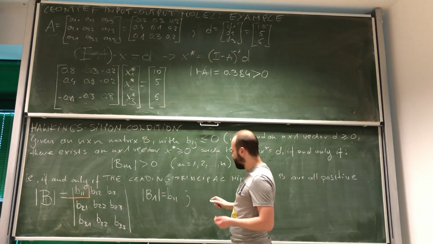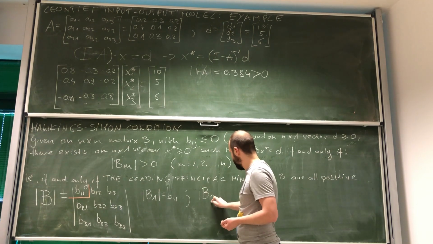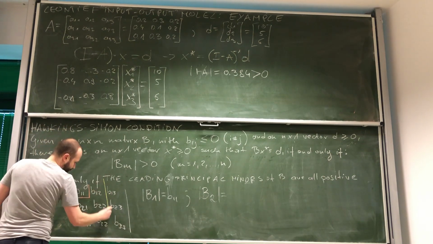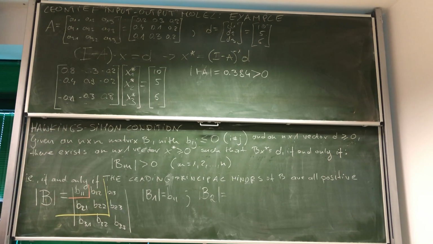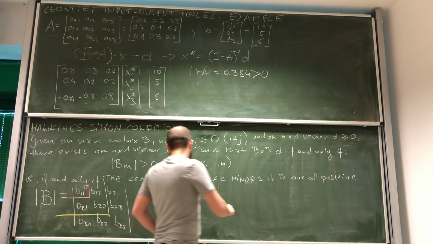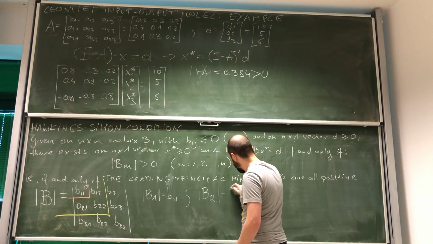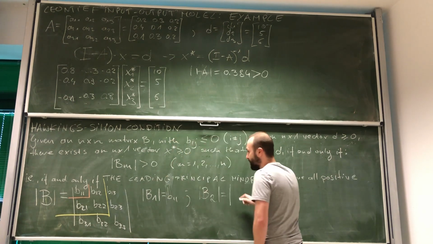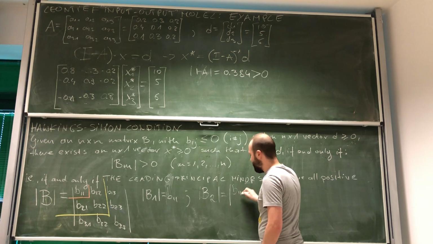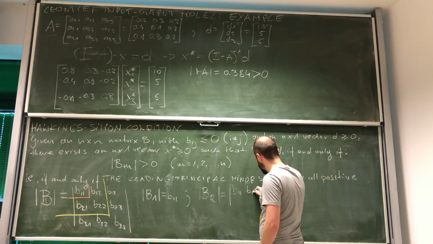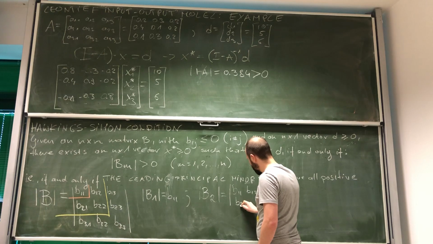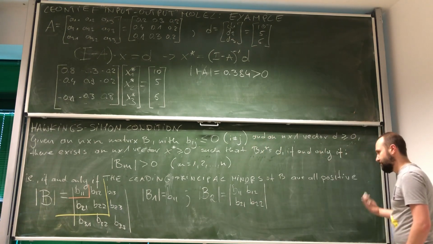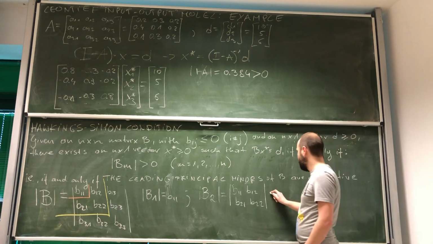Then the second principal minor, B2, is given by the second square. So in our case, it is the determinant of, because of course here it's also a determinant, but it's just one element, B11, B12, B21, B22. We calculate this, and this is our second principal minor.